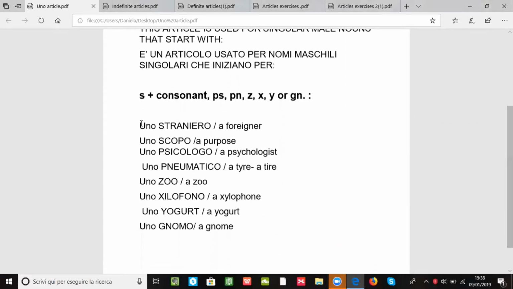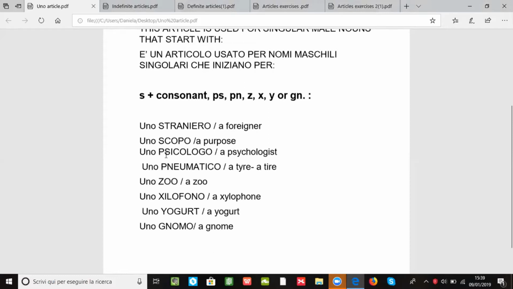Examples: uno straniero, S plus consonant. Uno straniero, a foreigner. Uno scopo, a purpose. Uno psicologo, a psychologist. Uno pneumatico, a tire or tyre, American English, British English. As you can hear, in Italian we do pronounce the P, so it's not as in English where we don't pronounce the P. For example, psychologist, we say psicologo, pneumatico. Okay, so it's very important that you pronounce the P.